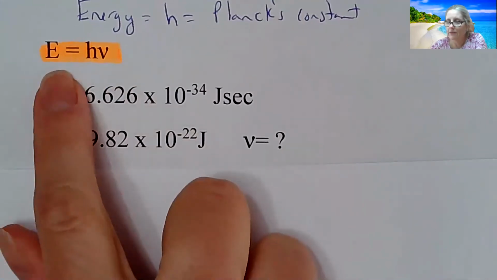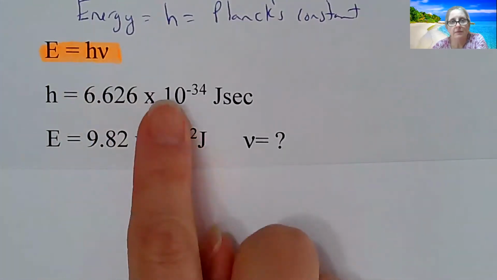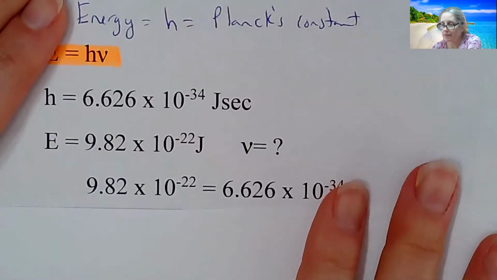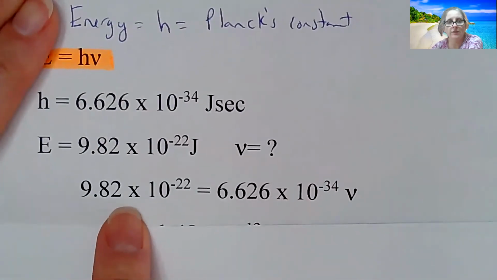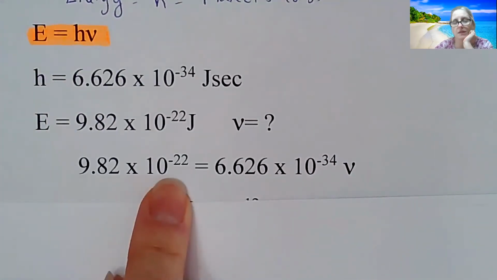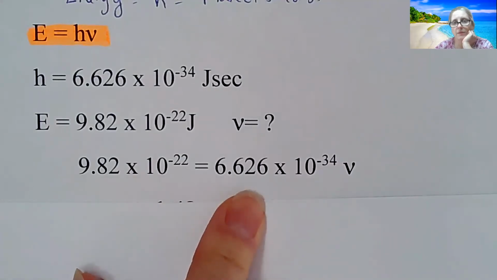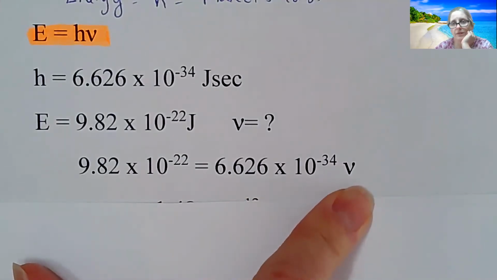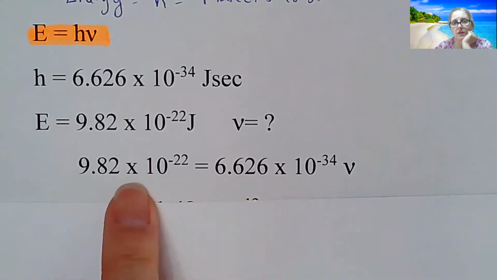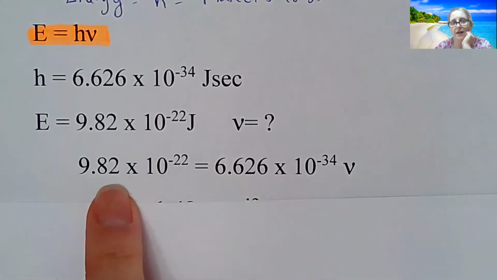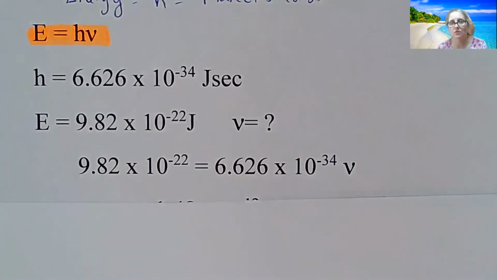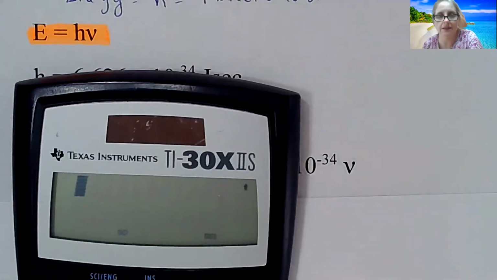So if I give you the energy, what is going to be the frequency? So again, if I have energy and I'm trying to find frequency, I'm going to have to use the Planck's constant. So I have energy over here is 9.82 times 10 to the negative 22nd. There is my Planck's constant, and that is my frequency. So what I have to do to get the frequency by itself is divide 9.82 times 10 to the negative 22nd by the Planck's constant.